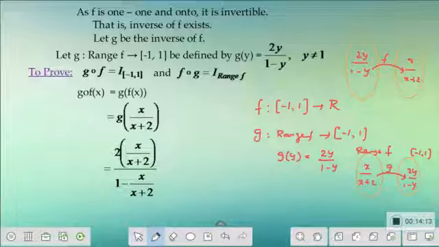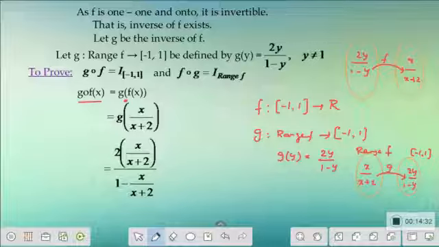Only then can I conclude this g is the inverse of f. Now let us go for finding the composition of functions. Here is the first one, g composite f of x. As per the definition of composite functions, we can replace this composition by brackets, that is g of f of x.